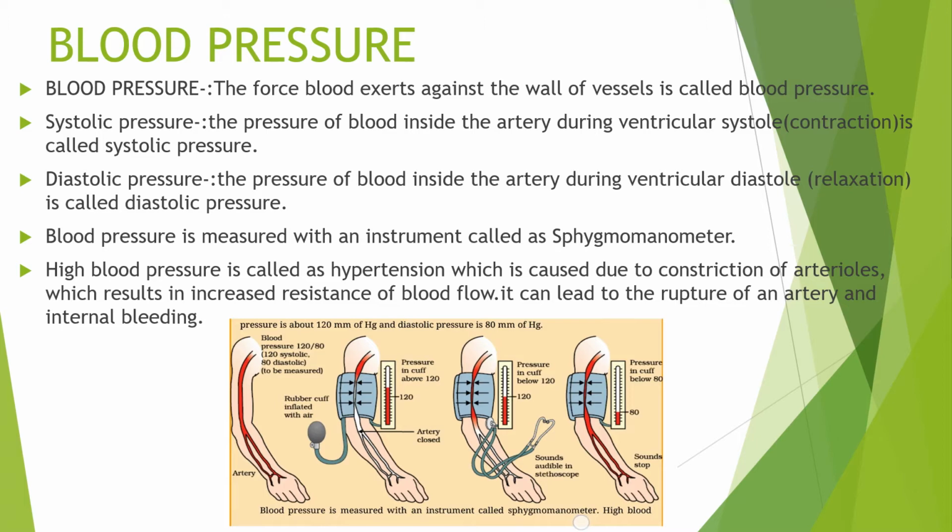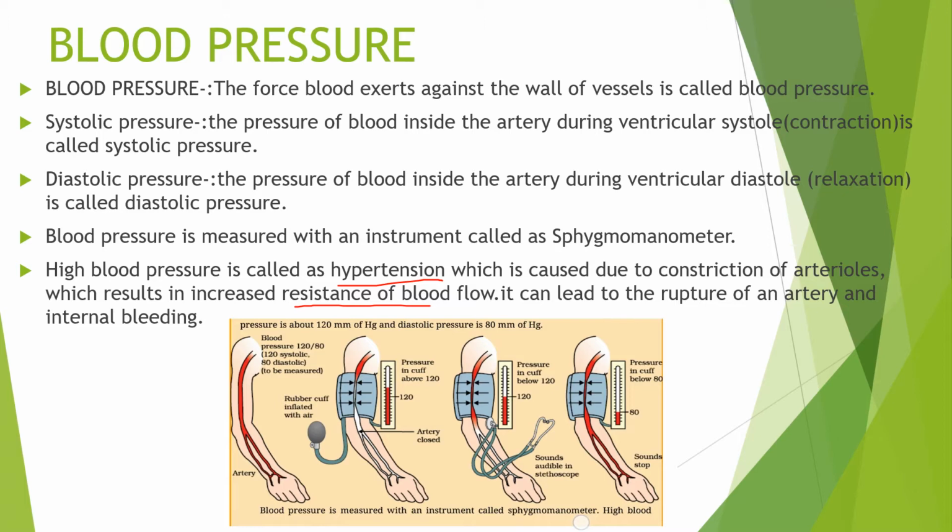Now, high blood pressure is known as hypotension, correct? It is caused due to the constriction of arterioles, which results in an increase in resistance of blood flow. That means there is internal bleeding. Also, the rupture of an artery takes place. So this is all about blood pressure.